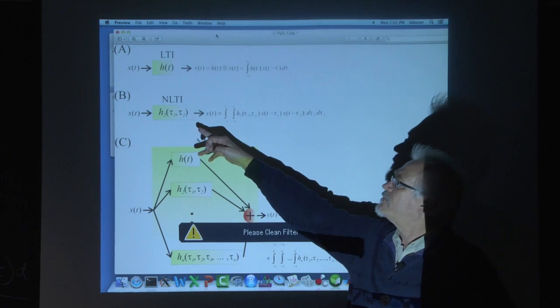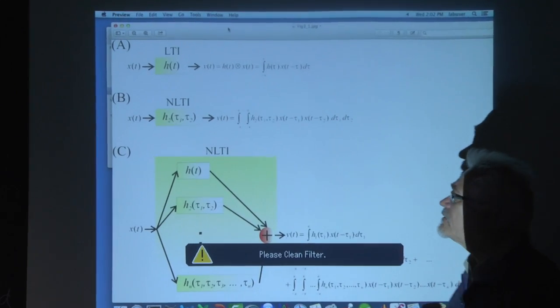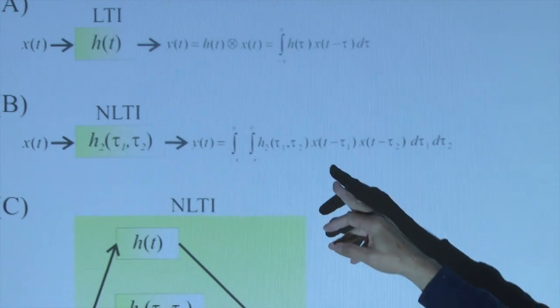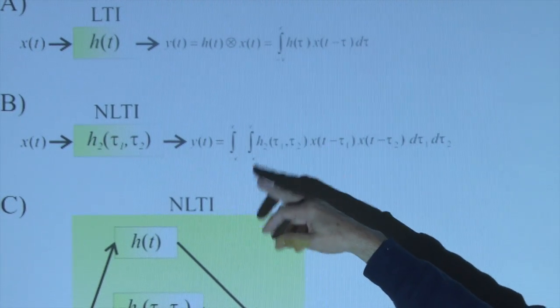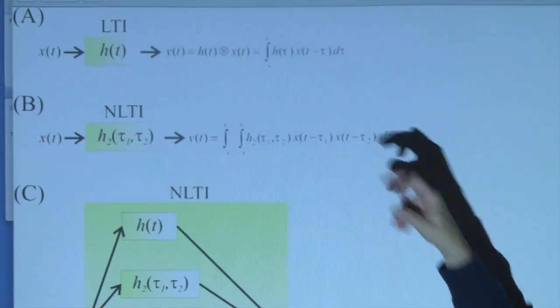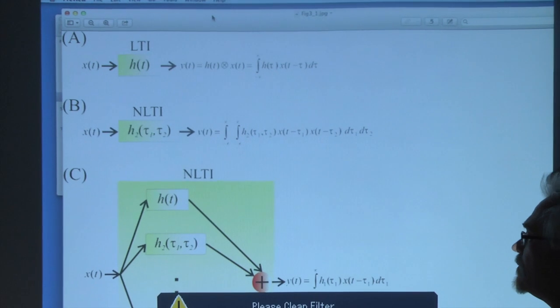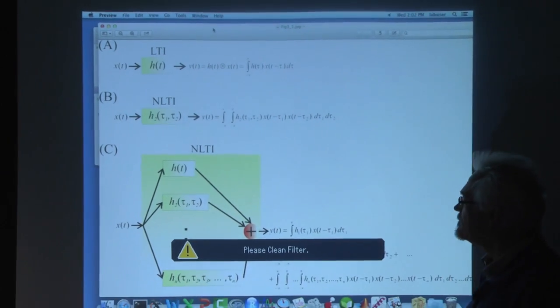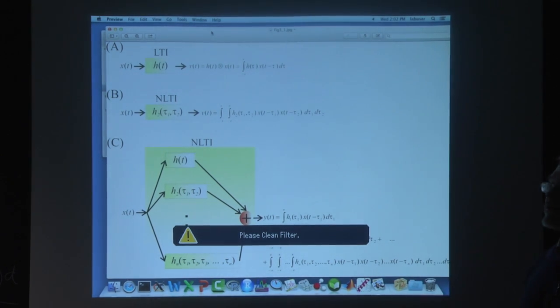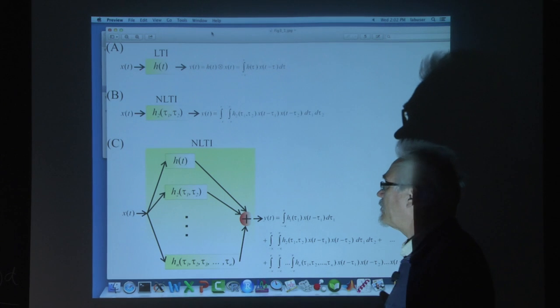This is an example of a second order nonlinear time invariant system, an NLTI. And you can see it is kind of a double convolution. It's convolving this h function with two copies of the input. And then here, and this will go away in a minute, you have a generalization of an NLTI filter.